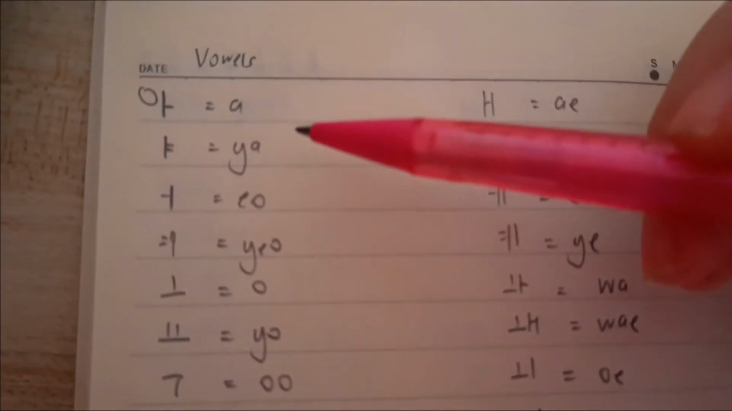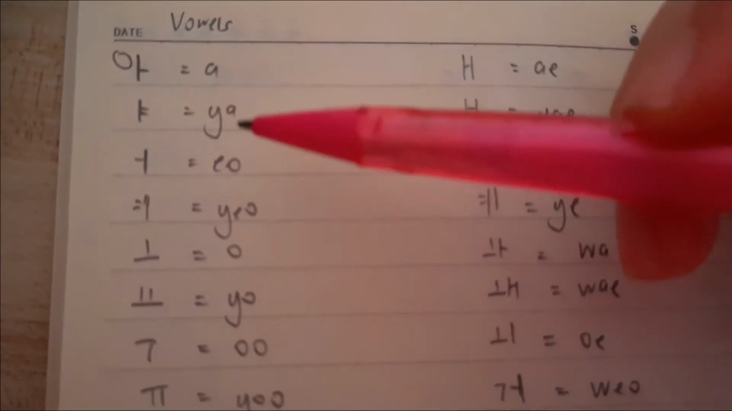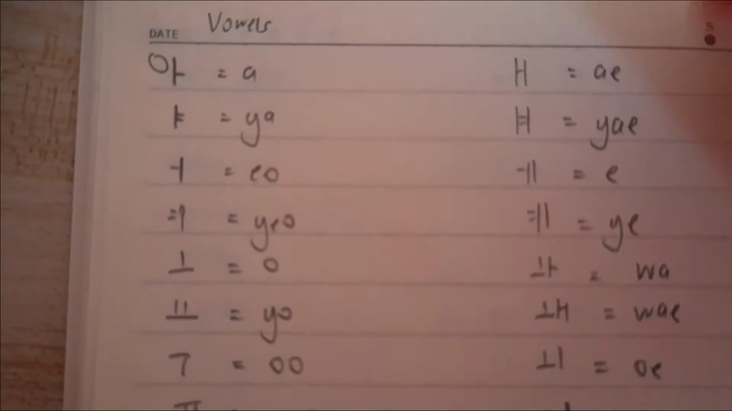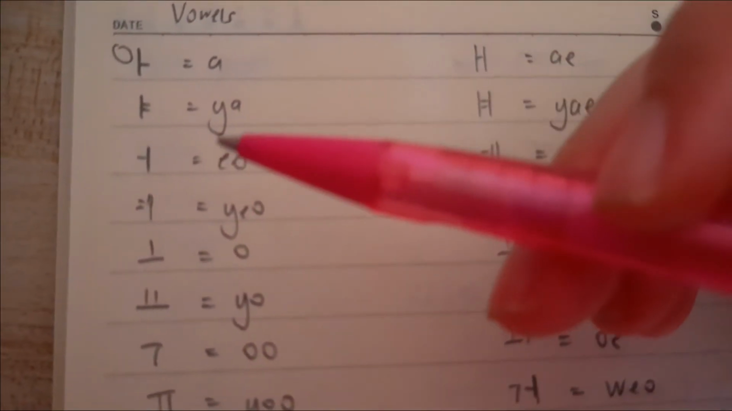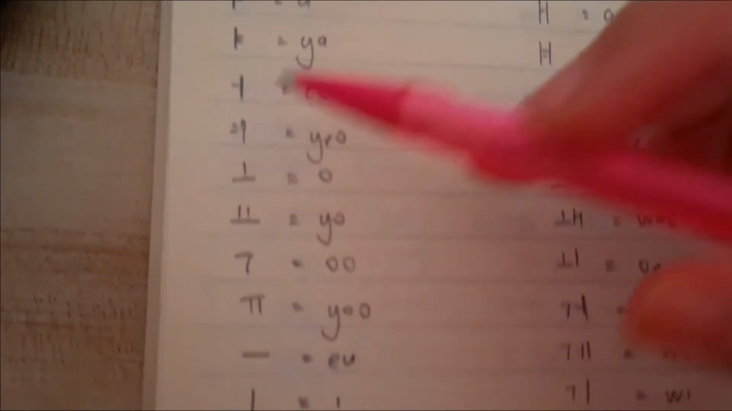So, ya. Next is this letter, it's pronounced as o. That's how you pronounce it. Next is this letter. It's very ugly, so I'm just going to rewrite that real quick. It looks like this.